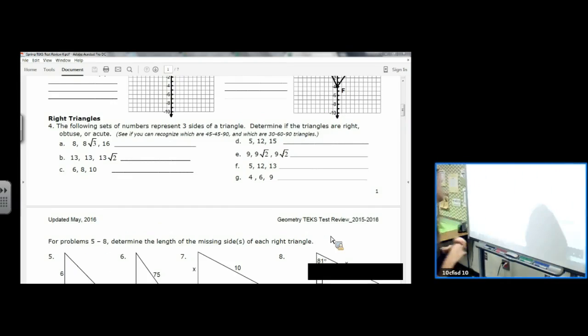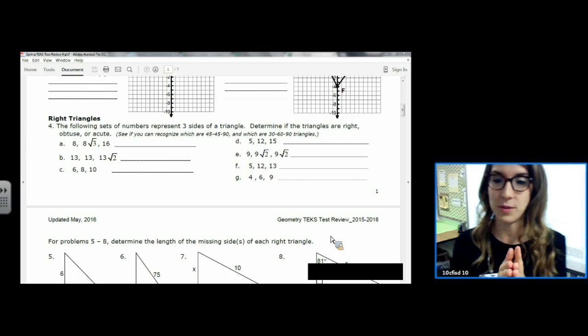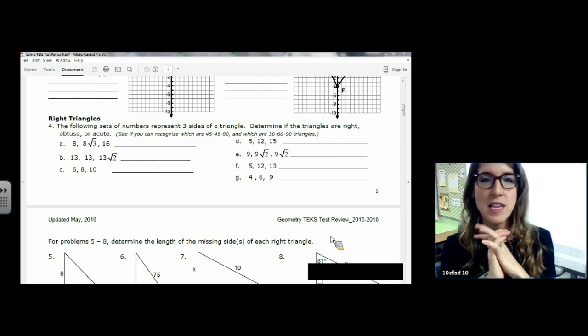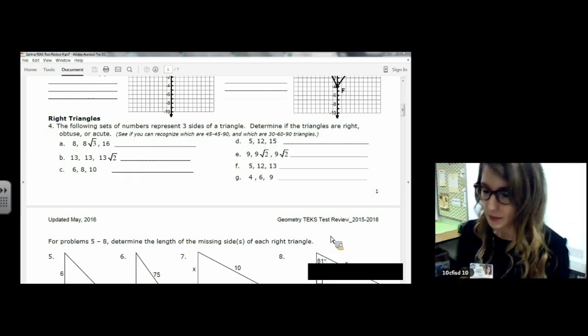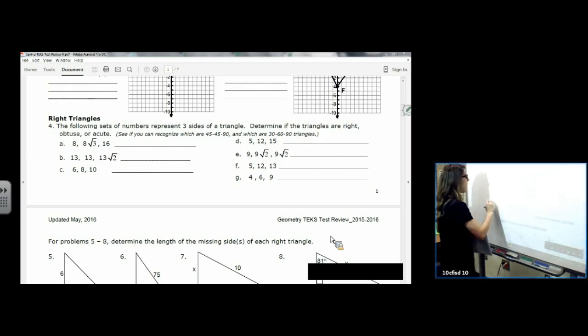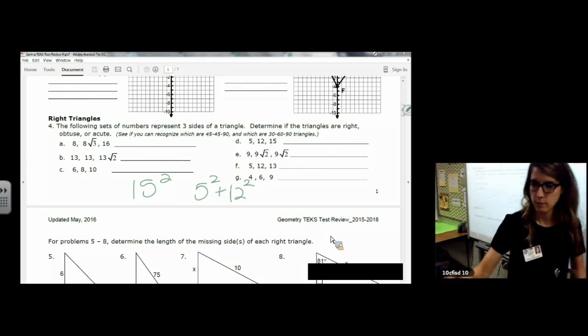In number 4, we are taking these values and we're trying to determine if a triangle is acute, right, or obtuse. This is the Pythagorean theorem converse. And when you think converse, you should think reverse. So when you're doing these problems, you're going to write the Pythagorean theorem backwards: 15 squared, and you're going to compare it to 5 squared plus 12 squared.